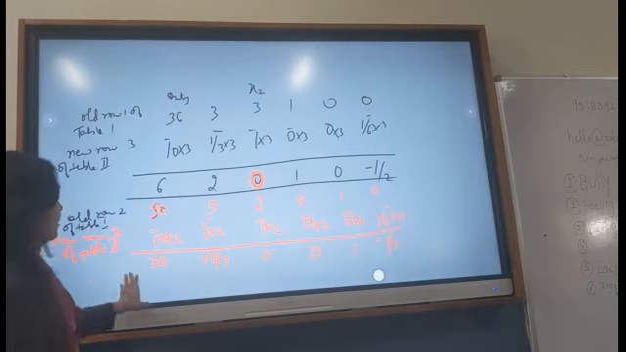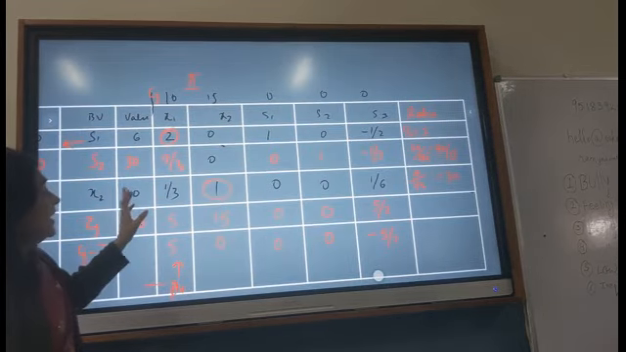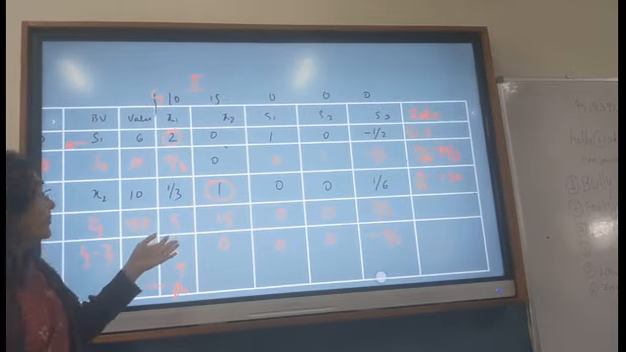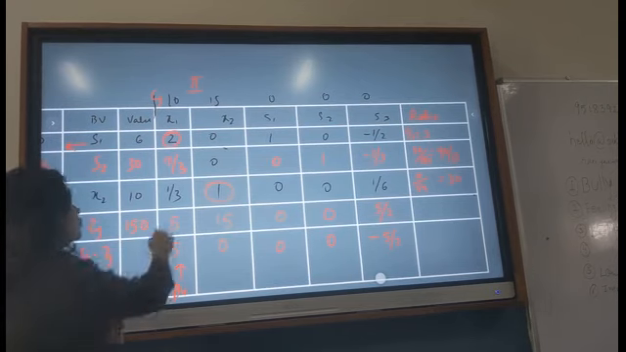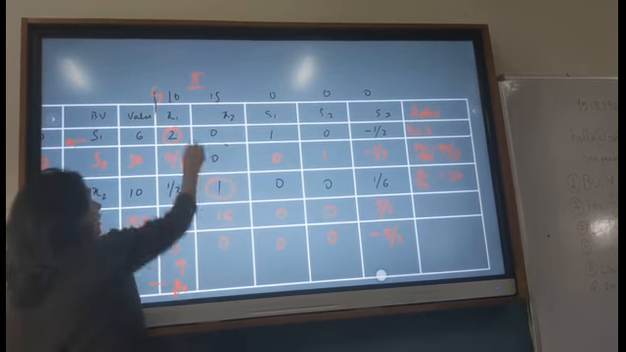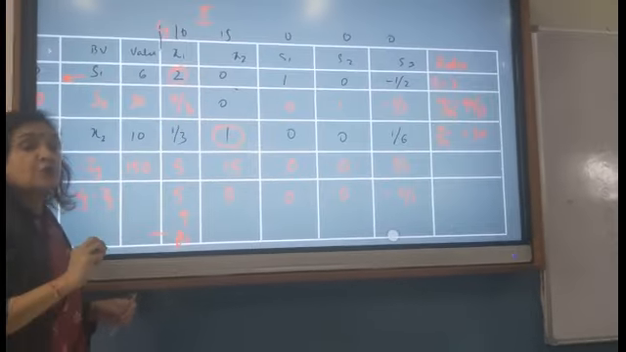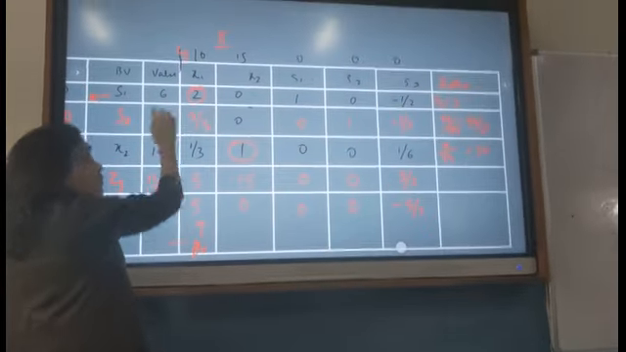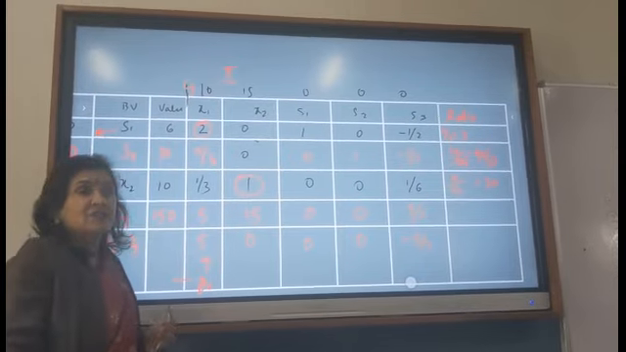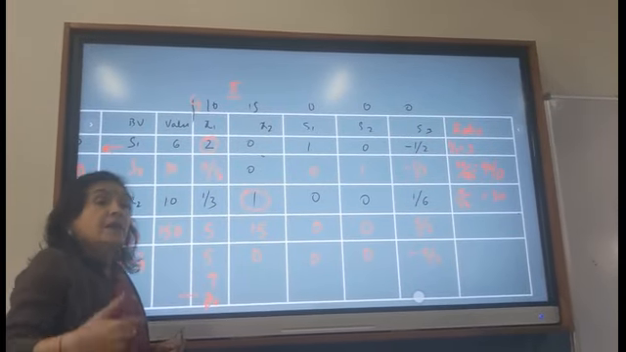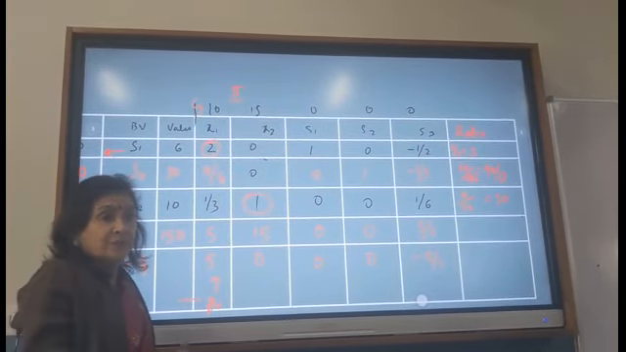Between the pivot column and the pivot row, I have an intersectional element. Which is that? 2. Because this is my pivot column and this is my pivot row, there is only one element which is common to both. That is 2. So 2 is my intersectional element. Now I make table 3.